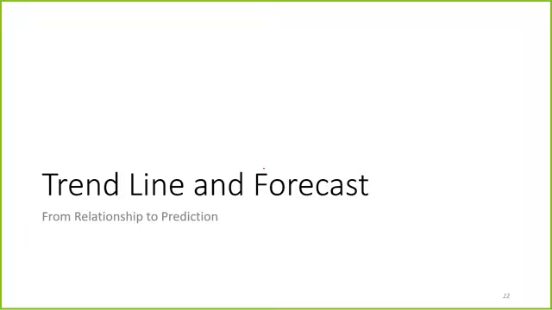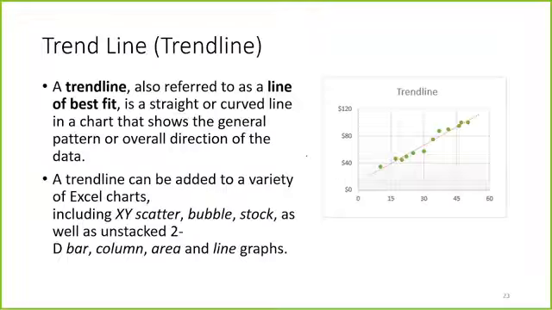From the relationship that we get from the correlation coefficient, we want to move to prediction. So this will be considered as maybe predictive analytics. We talk about using trend line and forecast. Trend line could be separate, like in English, trend and line, or it can be together. Trend line together is like a specific keyword in Excel. Trend line is also named line of best fit.